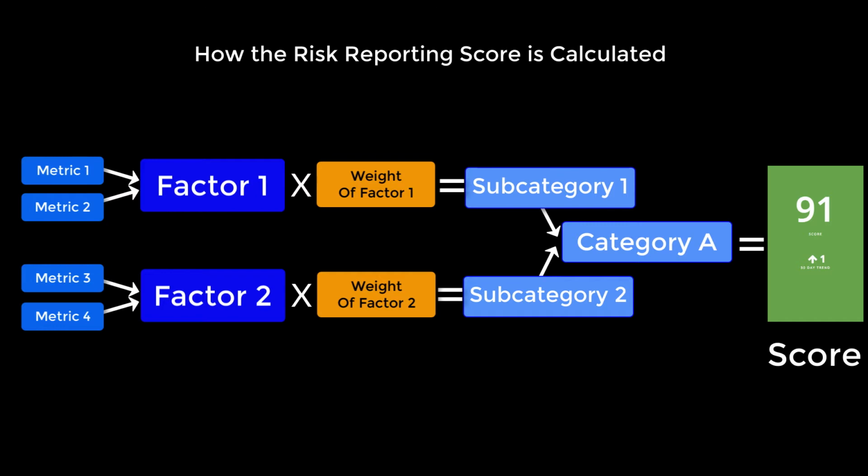Metrics roll up to factors which roll up to subcategories. Subcategories then roll up to categories, and categories ultimately roll up to the overall risk reporting score. For example, the overall score consists of all the factors in the model. The categories consist of all the factors in its subcategories. The overall score is determined by the categories, but is not an average of the categories.